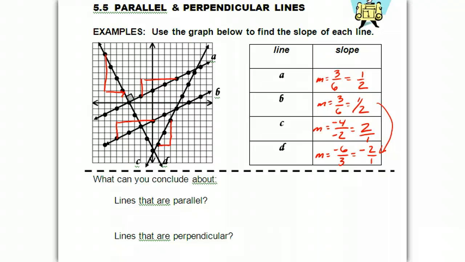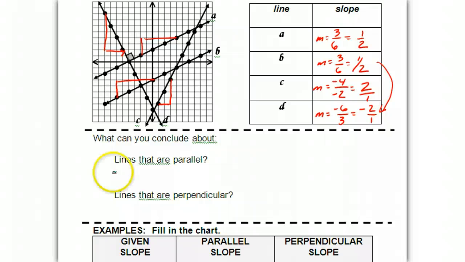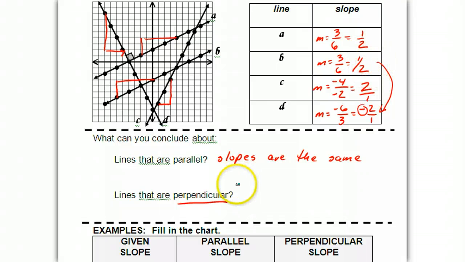So let's write a couple of little points here. So my lines that are parallel, that's easy, right? Here's my two lines A and B. They're parallel, so their slopes are the same. Okay? But lines that are perpendicular, that run 90 degrees to each other, looks like those slopes are going to be negative. And then what did I do to this fraction? I flipped it, so they're going to be negative reciprocals.